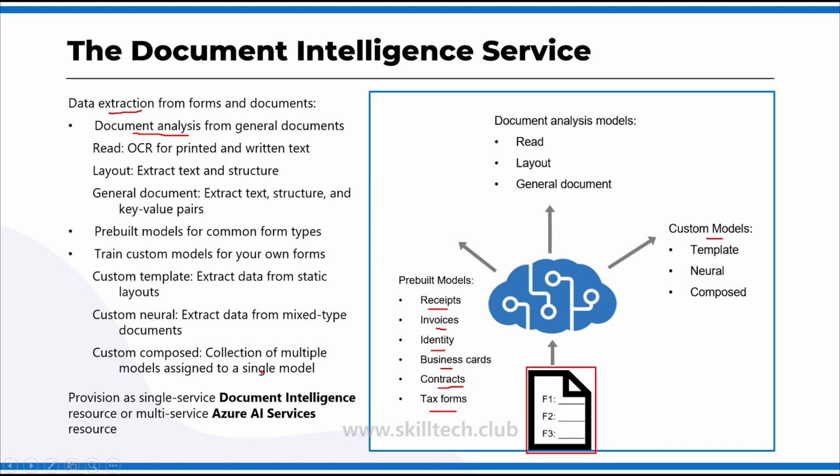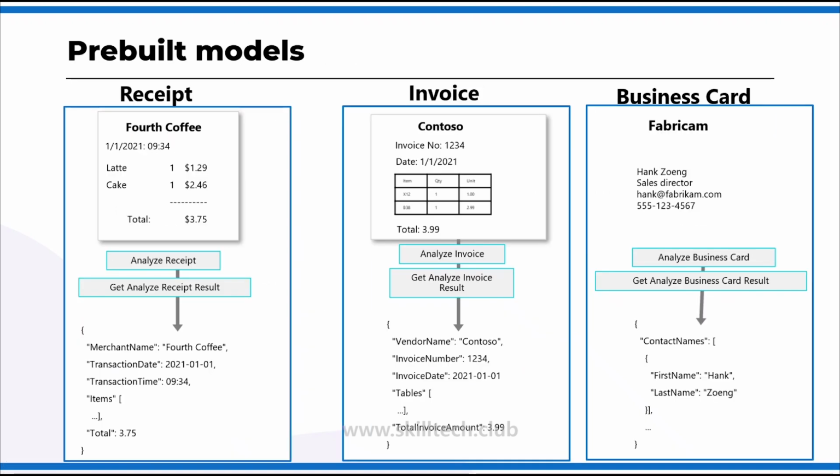In order to use this, you can provision Document Intelligence Service as a single service, or you can get it with the multi-service Azure AI Services account. As you can see here, it shows some of the pre-built models like receipt, invoice, and business card. Remember, the goal of this model is not just to read the text, but also to understand its meaning. For example, focusing on the first pre-built model, for receipts, it knows that Fourth Coffee is the text retrieved, but it also knows that this is a merchant name. While focusing on the value 1/1/2021, it should understand that this is the date, while the other one is the time.